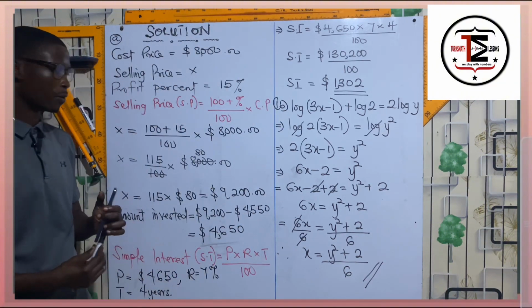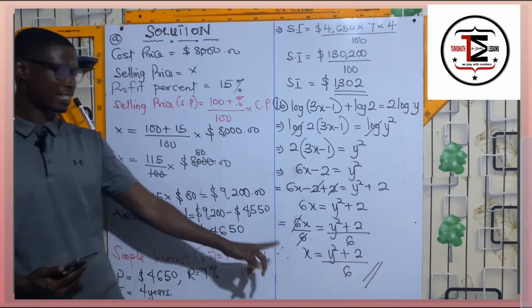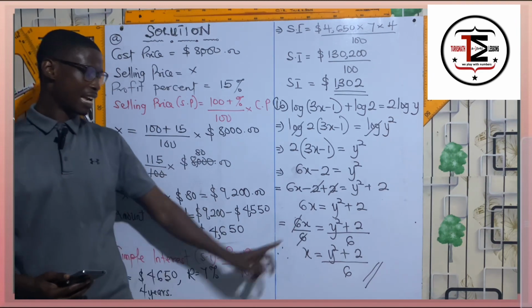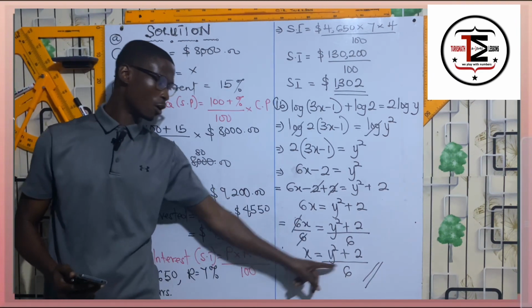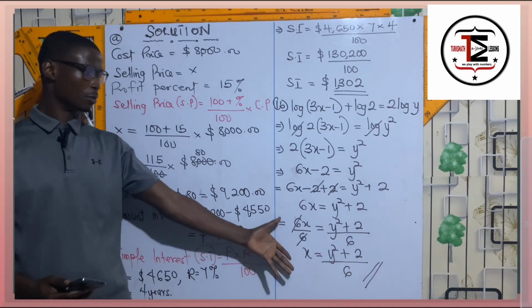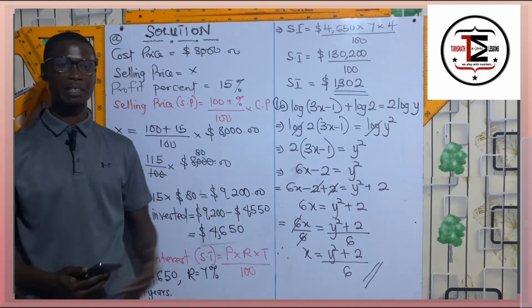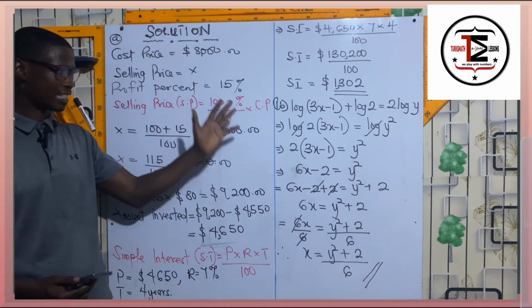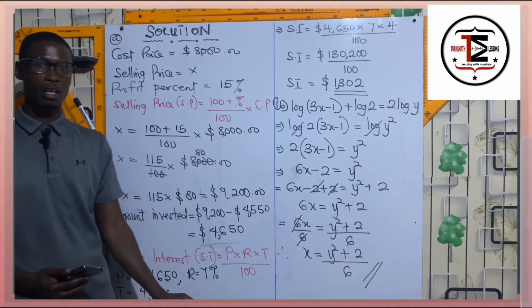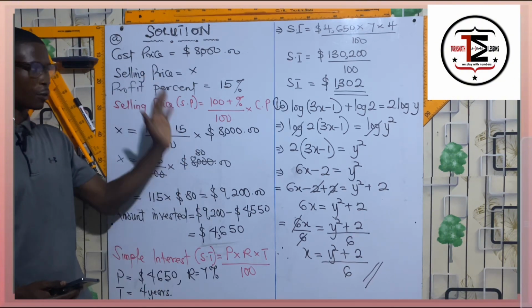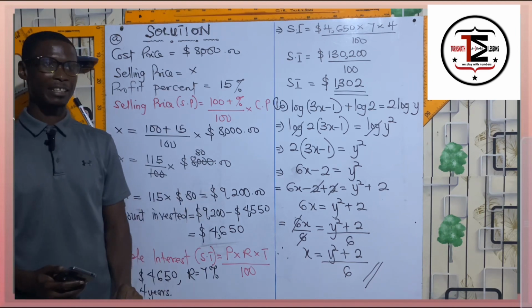so therefore x in terms of y, here x equals y squared plus 2 all divided by 6. So this is our answer. So for question 1, this is what they expect from you. Okay, so this is how you solve your question.